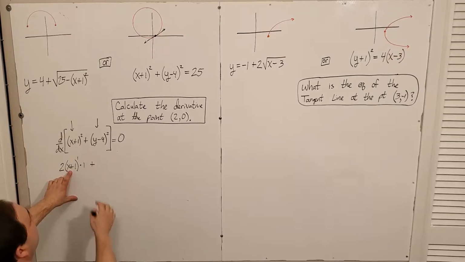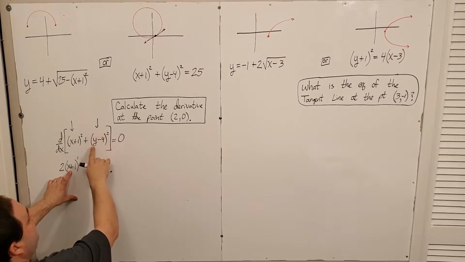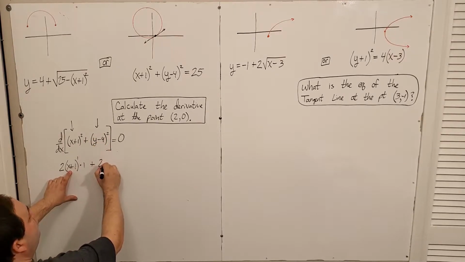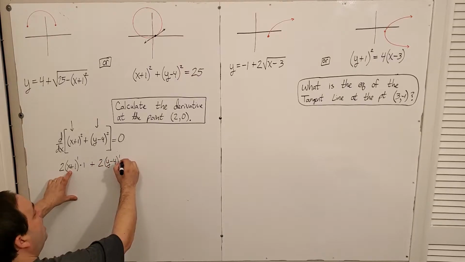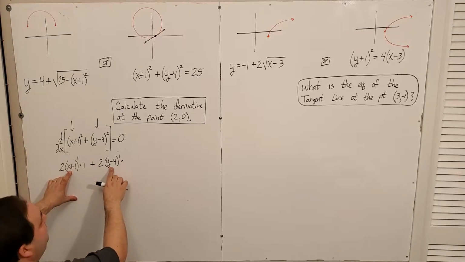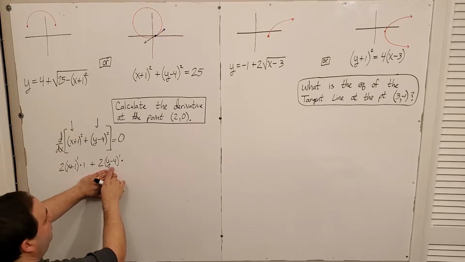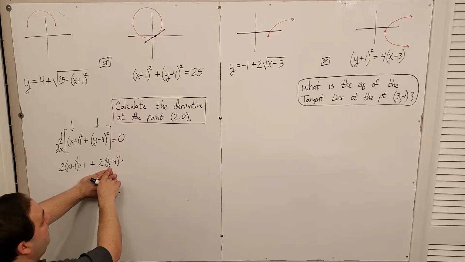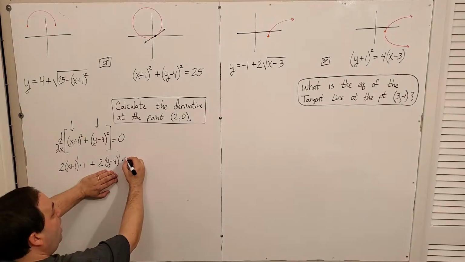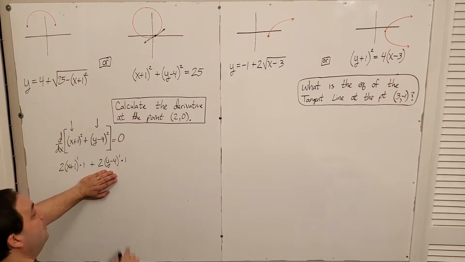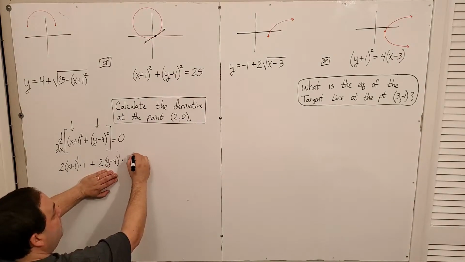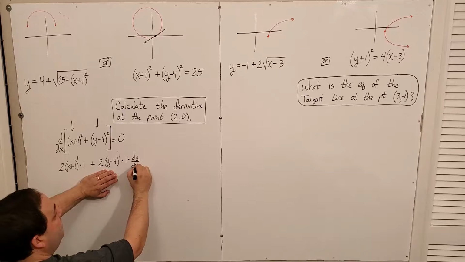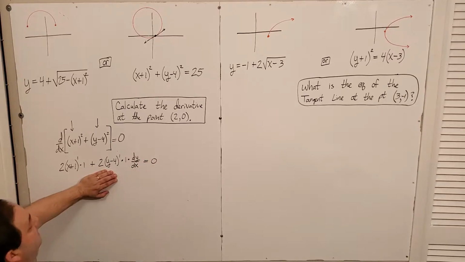Plus, the derivative here is again a chain rule the same way, 2(y minus 4) to the 1 times, then the inside derivative is the tricky part. That's a y, not an x. So the derivative of the y is, of course, still 1, but it's a y. So I also have to include times dy/dx, and it's still equal to 0.